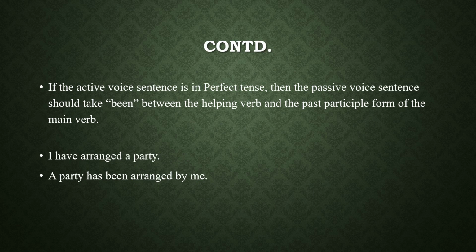Here is rule number 2, according to which if we wish to convert an active voice sentence with perfect tense in it into its passive voice counterpart, then we will have to add the word been, which will be placed between the helping verb and the past participle form of the main verb. Here are the examples. I have arranged a party, and a party has been arranged by me. So in the passive voice second sentence, we have added the word been between the helping verb and the past participle form of the main verb, because the first sentence, that means the active voice sentence, is actually in perfect tense.